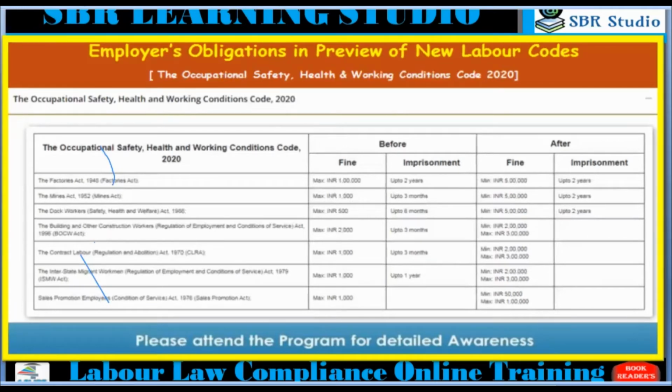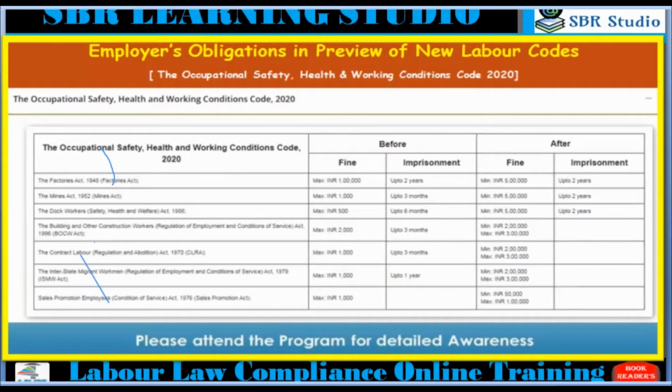Then it comes to another, the most important labor code, related to defining the Occupational Safety, Health, and Working Conditions Code 2020. That is also the merger of different existing labor laws, like for factories, the Factories Act, for mines, the Mines Act, then the Dock Workers Act, building and other construction work, contract labor, interstate migrant, and the sales promotion. All of these provisions or existing labor laws are merged into the Occupational Safety, Health, and Working Conditions Code 2020.